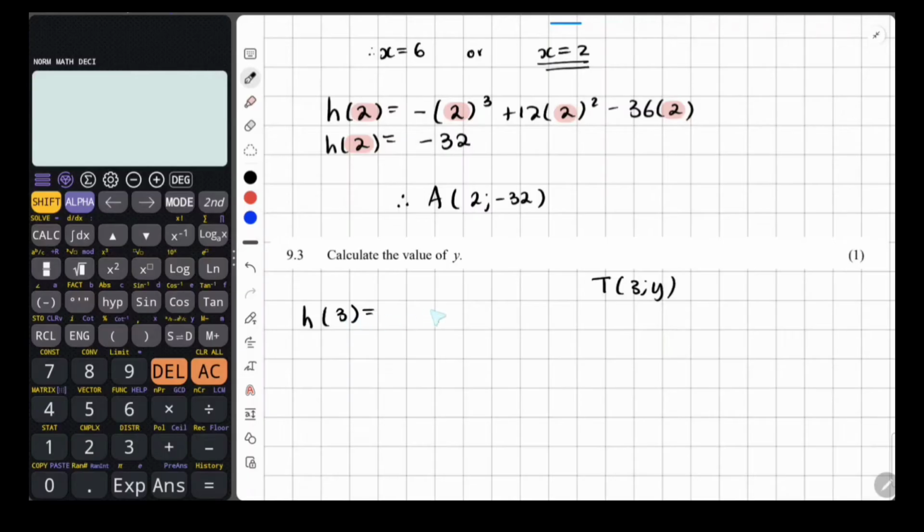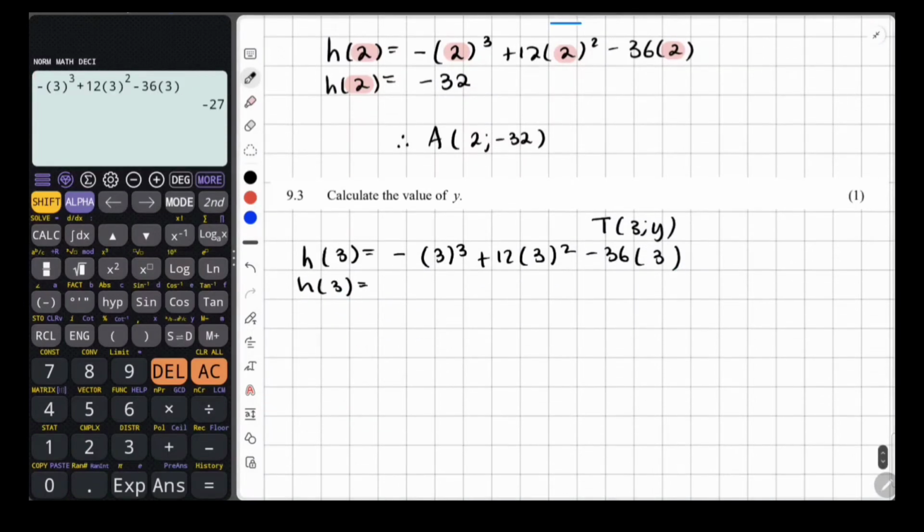So h of 3 is equal to negative, open bracket, 3 all cubed, plus 12 times 3 all squared, minus 36 times 3, and then we close the bracket. And let's see what that gives us. As you can see here, h of 3 is negative 27. So that is our y value. It means that y is just equal to negative 27. Okay, I always just try to answer exactly what they asked for. They asked for y, tell them what y is. Okay, and that's just for 1 mark.